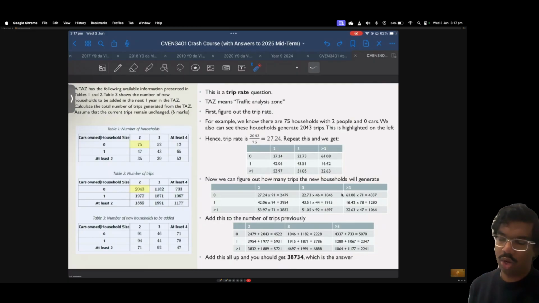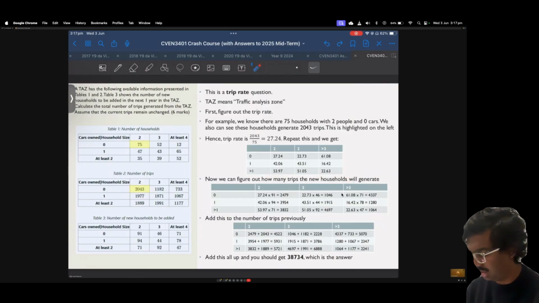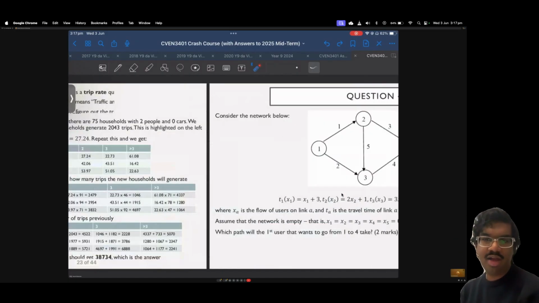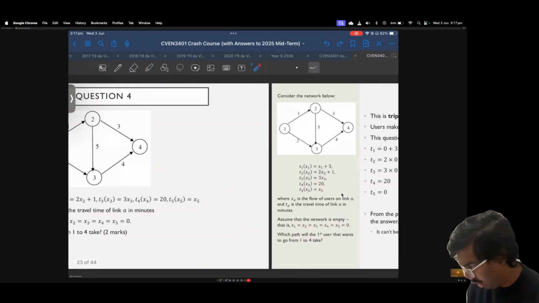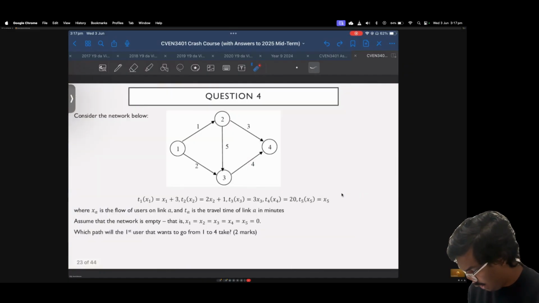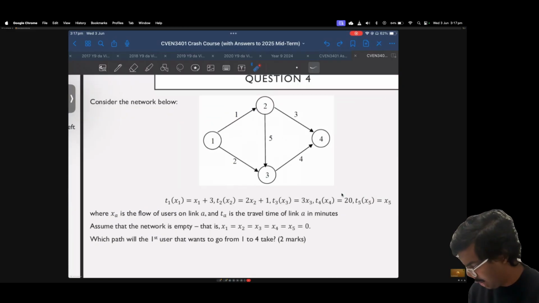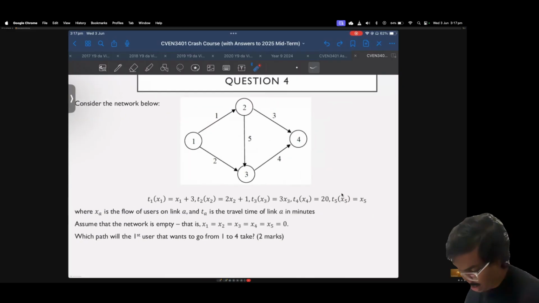So question 3 is quite straightforward, and it's an easy 6 marks in my opinion. Question 4 is also quite straightforward, though you still need a bit of theoretical knowledge. The previous one you could kind of just do, but this one you need a bit of knowledge. So, consider the network below, a bit of a weird one. I'll explain the theory first.